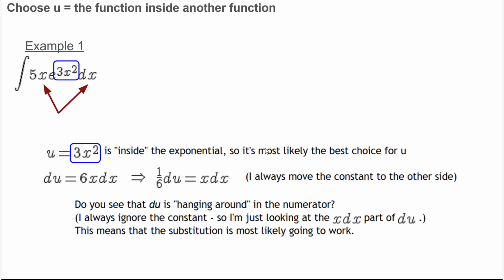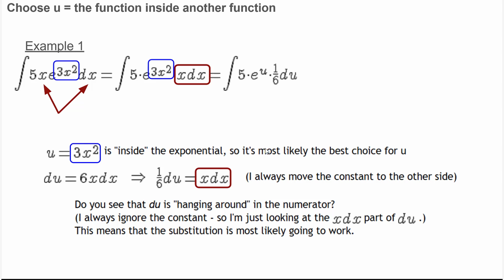And I always divide the constant over to the other side, so instead of du is 6x dx, I now divide by 6 and have 1/6 du is x dx. I also like to rewrite the function so that my du is next to each other. So I've rewritten the integral as 5 times e to the 3x squared times x dx, to make it really clear that that x dx is now 1/6 du. And I make my substitution.